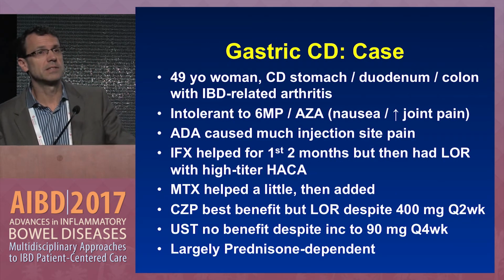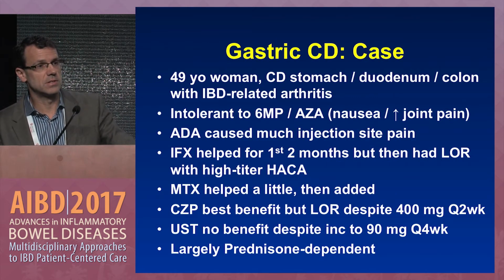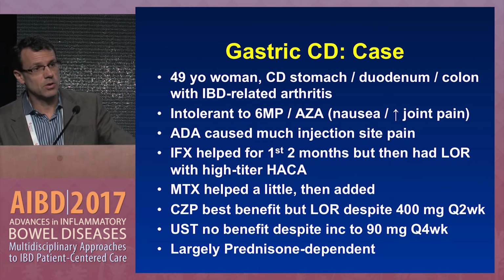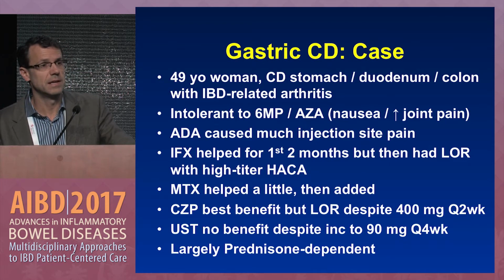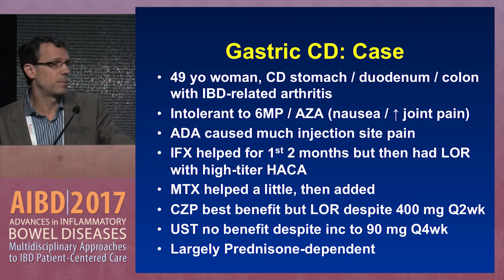So now let's look at some cases of gastric and duodenal Crohn's disease. So this is a patient of mine with gastric Crohn's disease. She's 49. Her duodenal and colonic disease has been quiescent. She also has IBD-related arthritis. She was intolerant to thiopurines. Adalimumab had caused some injection site reaction. And then she had good response to infliximab, but had loss of response with high titer antibodies 2 months later.